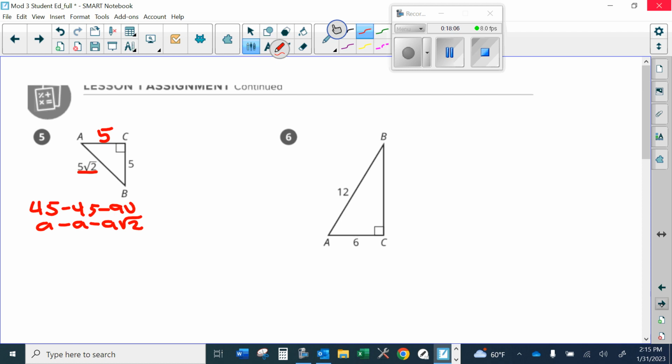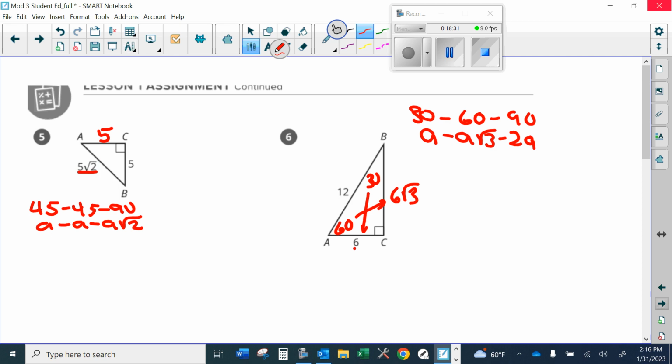And here, I should say, oh, this is half of that. Don't we have something that's half? We're going to have an A, an A root 3, and a 2A. The A is half of the 2A. So this was the 30-degree side, this is the 60-degree side, and this was the 90-degree side. So if A is 6, that's the 30-degree side. This is the 60-degree side, so I multiply by root 3. So I get 6 root 3. And then the 90-degree side, 2A.